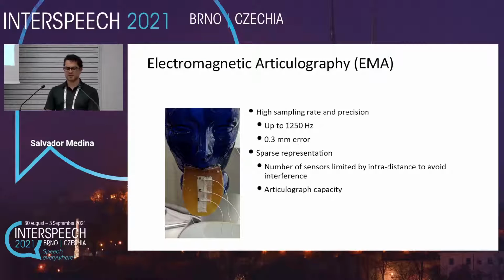Also, we have electromagnetic articulography, or EMA, where you actually have high sampling rates and precision. You can capture up to 1 kilohertz, so more than 1,000 samples per second, and the error is sub-millimeter. However, that doesn't come for free. You have a sparse representation where the number of sensors that you can actually use to capture the tongue is limited by 2 factors. One is that the sensors must be separated by a certain distance such that the readings do not interfere with each other. And the other one is how much that apparatus can actually handle at the same time.